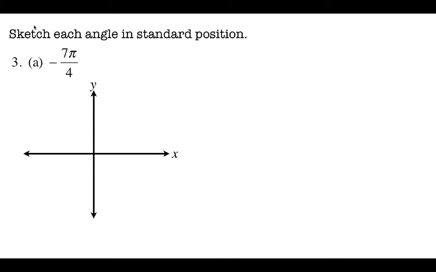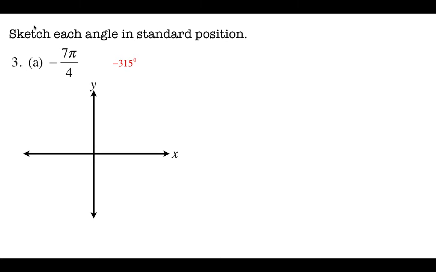Technical difficulties there. So number 3, sketch each angle in standard position. You're going to draw negative 7 pi over 4 in this coordinate plane. The first thing that you want to do is change this to degrees, and you end up with negative 315 degrees. You can do that by using that formula I showed you earlier.